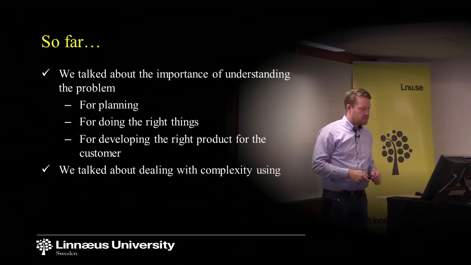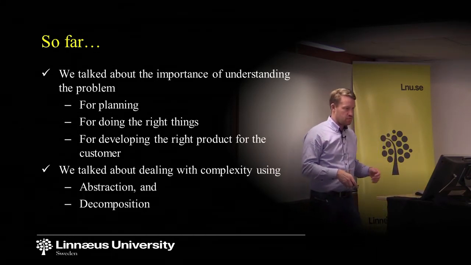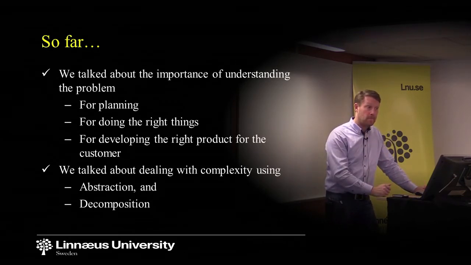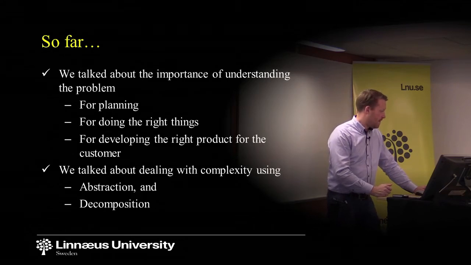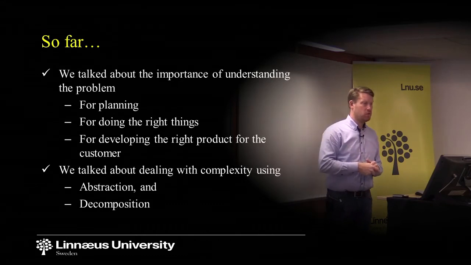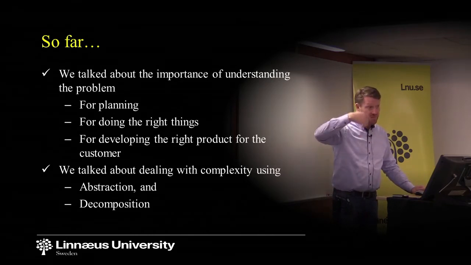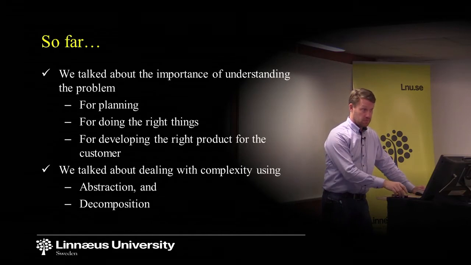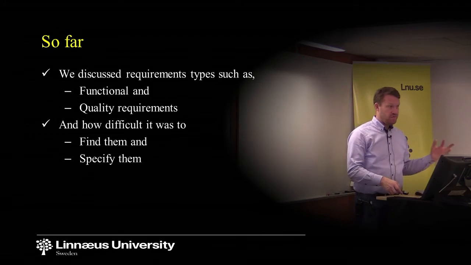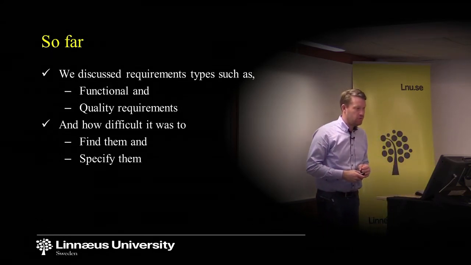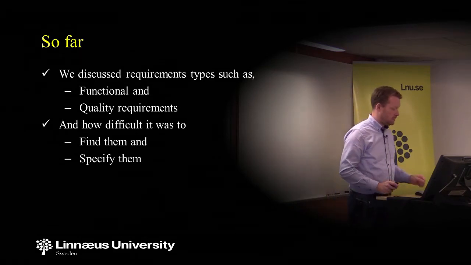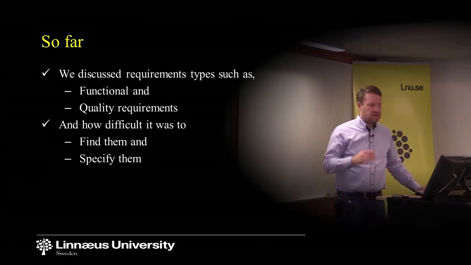We also talked about dealing with complexity using abstraction and decomposition. Not in this lecture, but last time. And these are the key mechanisms that we will also use to have this stepwise refinement of our requirements when we create the models. We have different types of functional and quality requirements. And we also said something about how difficult it was to find them and specify them.